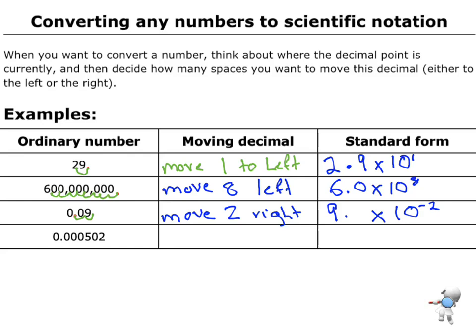Last one here, 0.0, so there's our decimal point there, 0.000502. I want to move that decimal point to be between the 5 and the 0 there. So I want to be able to write this number as 5.02 times 10 to the power of something. So I want to move that 1, 2, 3, 4 spaces. Okay, so I want to move 4 spaces to the right. So that means my power is -4. And there we go.